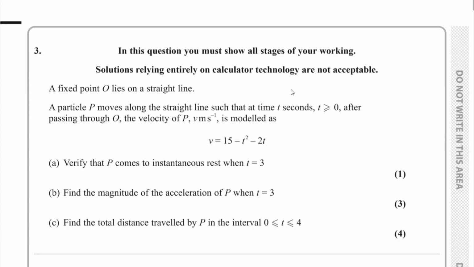Question number 3. A fixed point O lies on a straight line. A particle P moves along the straight line such that at time t seconds, where t is greater than or equal to 0, after passing through O, the velocity of P, v meters per second, is modelled as v = 15 − t² − 2t. Part A, we have to verify that P comes to instantaneous rest when t equals 3.